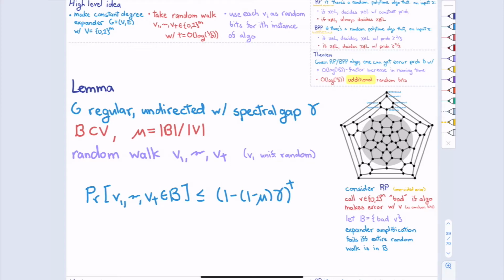Okay, so let me interpret that. Let's say B is at most half the vertices, like RP, where you have a constant error, like 1/2 error. So this will be (1 - gamma/2)^t. If gamma is a constant, then gamma over 2 is a constant, so this is roughly exponentially fast in t. All right, so that's what we'll prove. Sorry, it's really a graph statement.